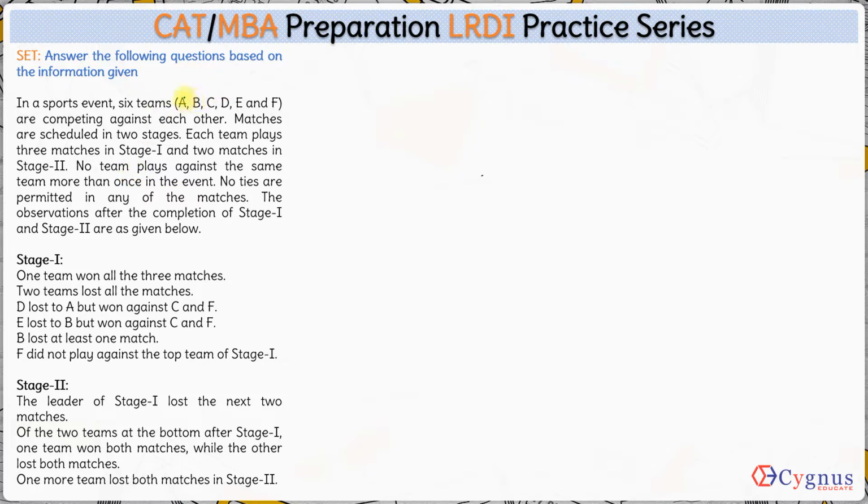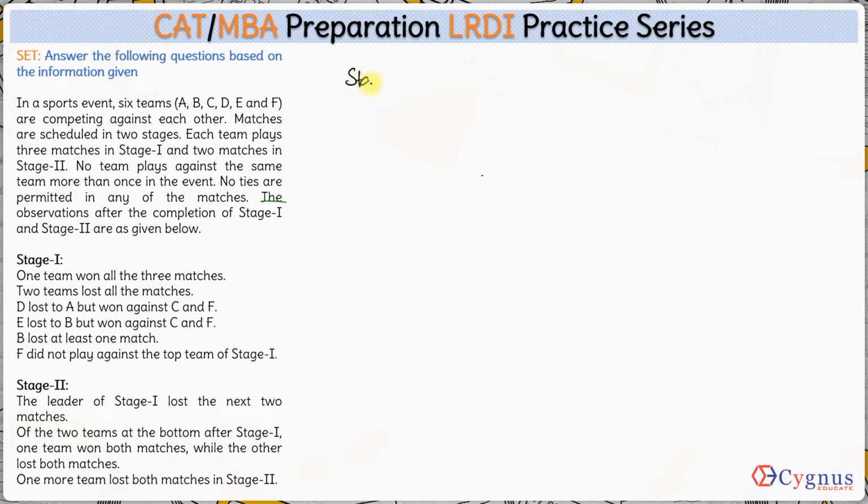Okay. So what we have is, let's say A. Now A will play exactly 1 match against all the other 5 teams, such that out of those 5 matches, 3 will be played in the first stage and 2 will be played in the second stage, and that is true for all the other 5 teams as well. Okay. Now the observations, no ties are permitted in any of the matches, so there will be a definite result, win and loss. The observations after the completion of stage 1 and stage 2 are as follows, and these are the observations as to who won against whom after stage 1 and after stage 2.